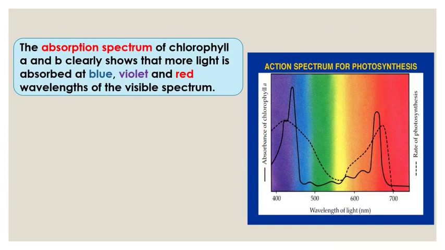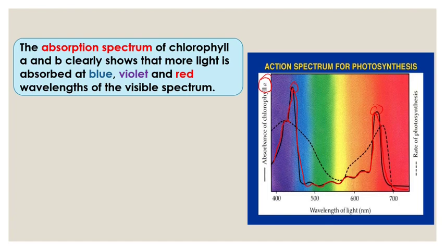Now let us see what the action spectrum is. Action spectrum: they are able to perform photosynthesis at different wavelengths. Look at this graph carefully, students. This solid graph, which I am making red now, is actually the absorption spectrum for chlorophyll A. Chlorophyll A can absorb very well at violet blue color and at red color.